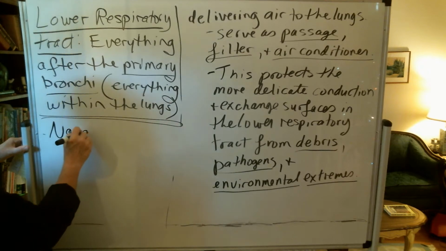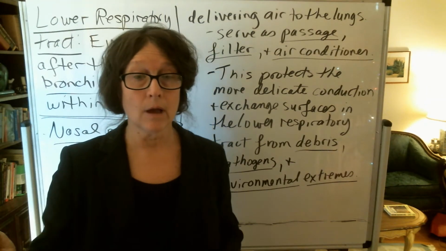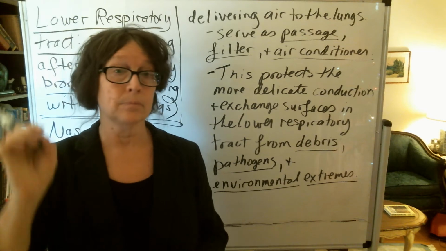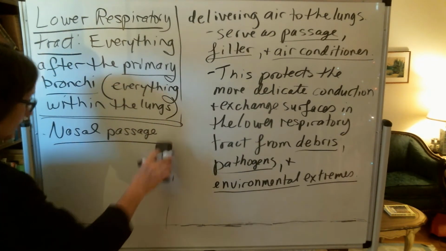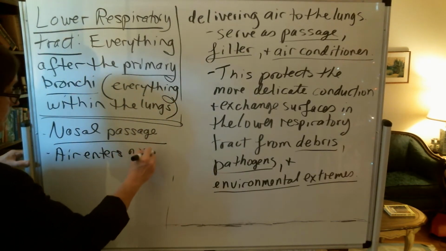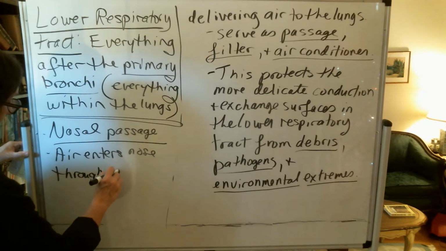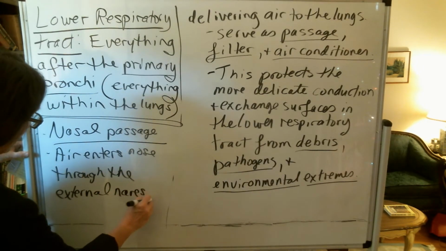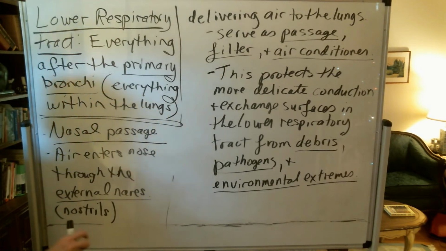Now we're going to get into more detail about the passages. I've given you the overview of what the whole system looks like, all of the different tubes along the way. But now I want to get into more detail on each step, starting at the beginning with the nasal passage. So the nasal passage then. The air enters the nose, then through the external nares. Also known as the nostrils.